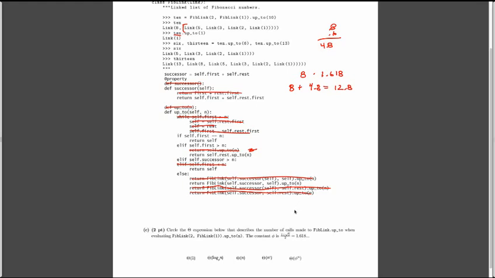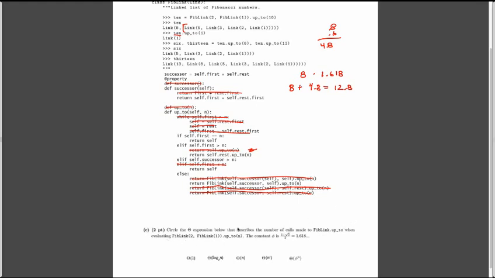It's an orders of growth question, and we're asked to circle the theta expression below that describes the number of calls made to fiblink.up2 when evaluating fiblink2, fiblink1.up2n. The constant phi is approximately 1.618. Alright, so it's an orders of growth question.